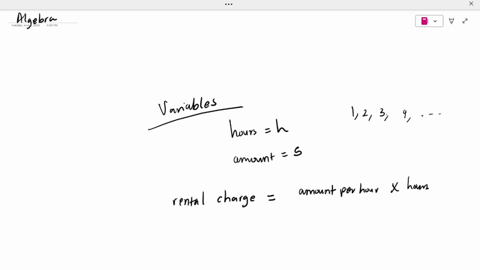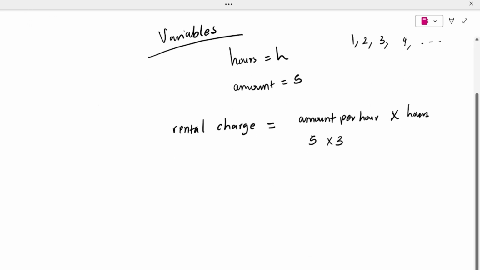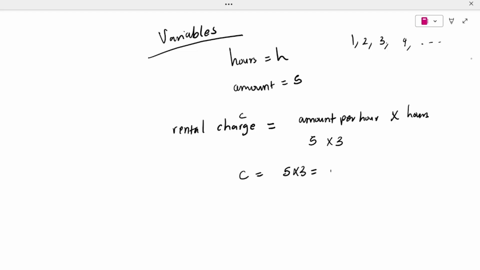For example, you are reading this book for maybe 3 hours. So the amount is 5 and the hours is 3. So the rental charge will be, let's call the rental charge C. So C is going to be 5 times 3, which is 15. So this is gonna be your charge in dollars.